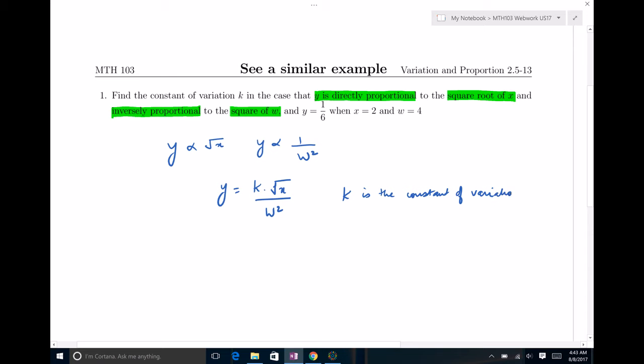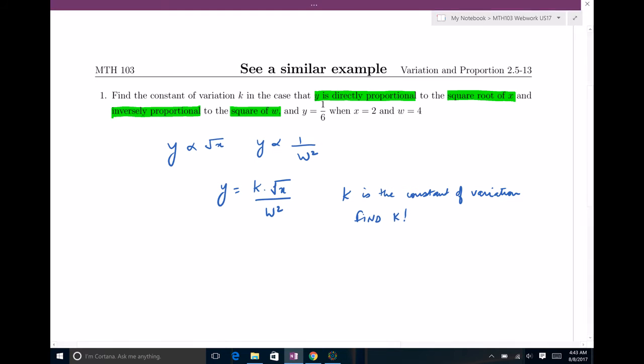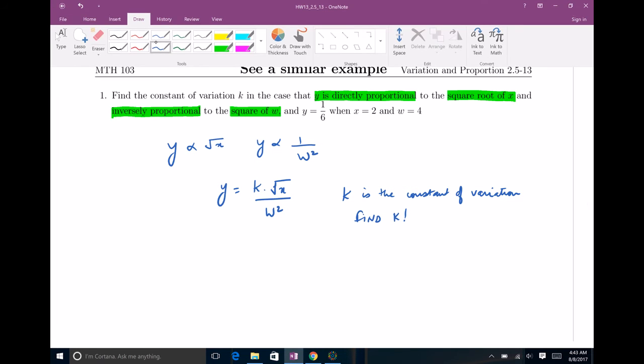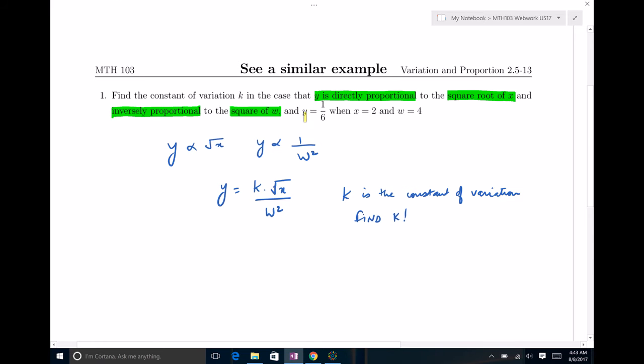And my goal is to find k. Okay, how do I do this? So I have some information given to me over here. I know that y is 1 over 6 when x is 2 and w is 4. So I'm going to sub in these values to find the value of k.